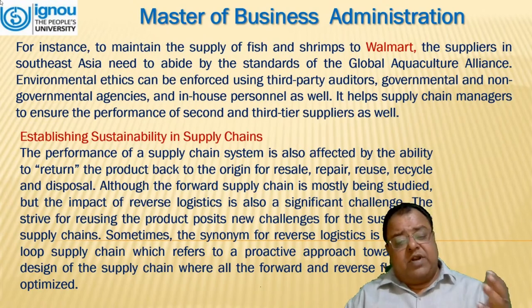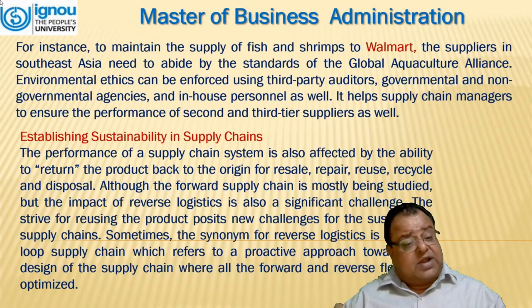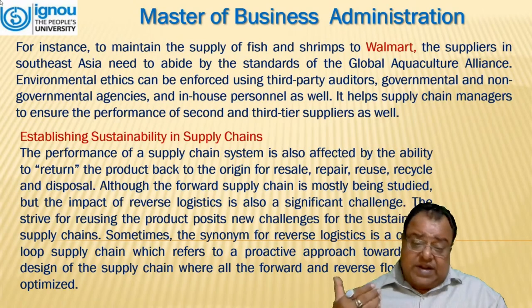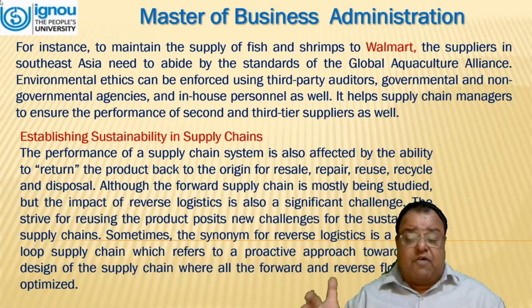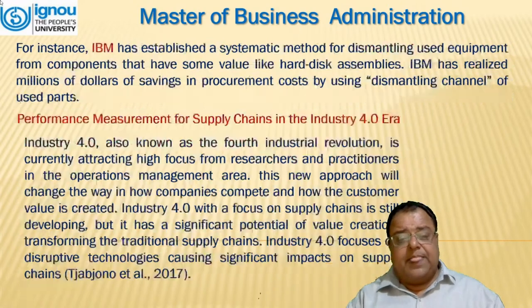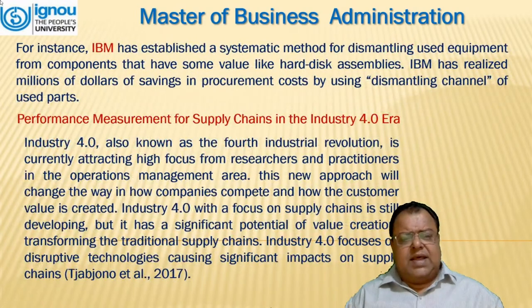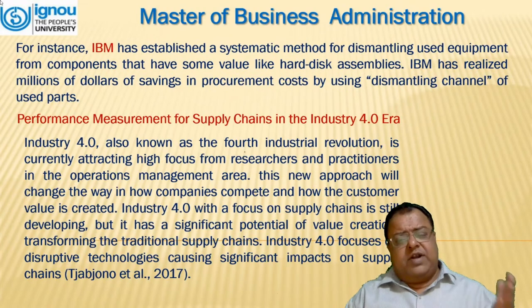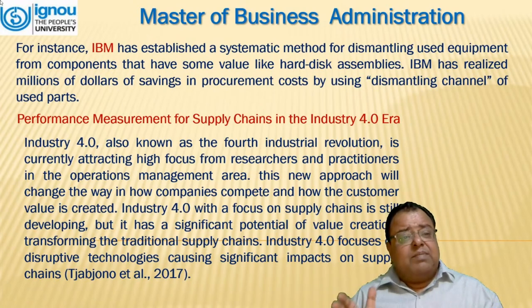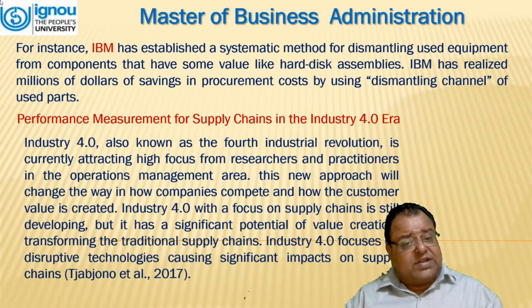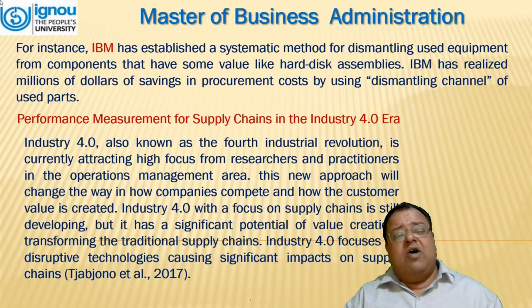Sometimes the synonym for reverse logistics is closed loop supply chain, which refers to a proactive approach towards the design of the supply chain where all the forward and reverse flows are optimized. For instance, IBM has established a systematic method for dismantling used equipment for components that have some value, like hard disk assemblies. IBM has realized millions of dollars of savings in procurement cost by using the dismantling channel for used ones.